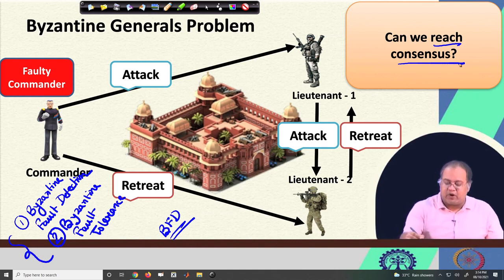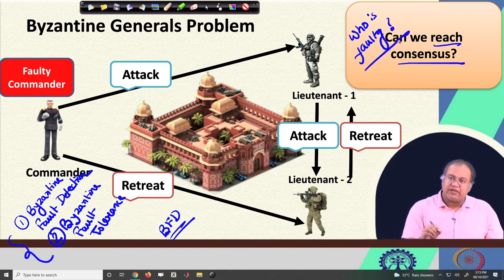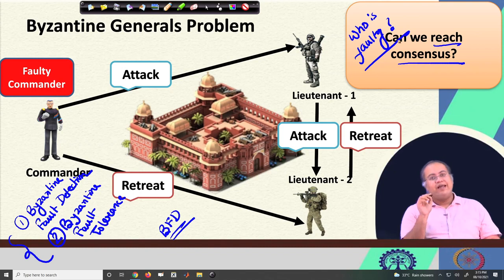Now, this is important to find out with BFT consensus, that it is not only about whether there is a fault, but it is also about who is faulty. Now, here you see that in this particular scenario, although we are able to detect that there is a fault, we cannot say who is faulty.